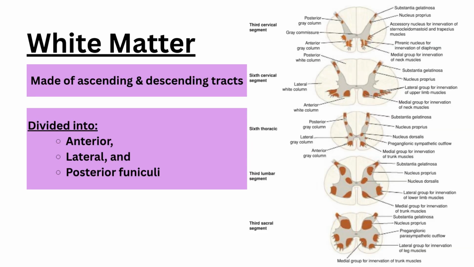The white matter consists of myelinated fibers organized into tracts. Ascending tracts carry sensory information, while descending tracts carry motor commands. These fibers are grouped into anterior, lateral, and posterior funiculi.